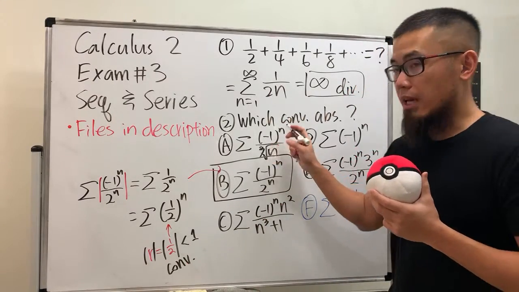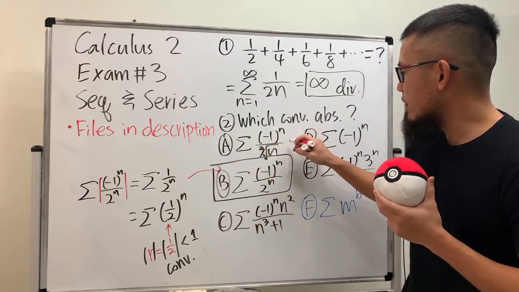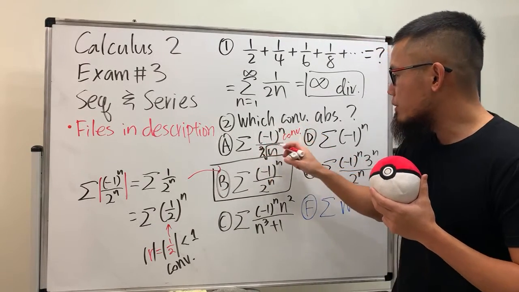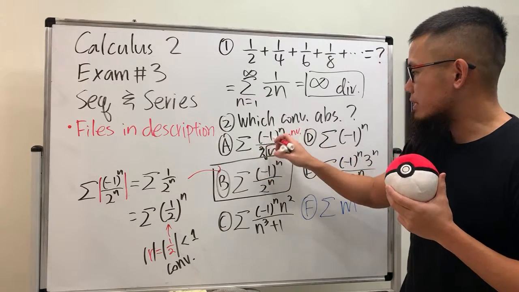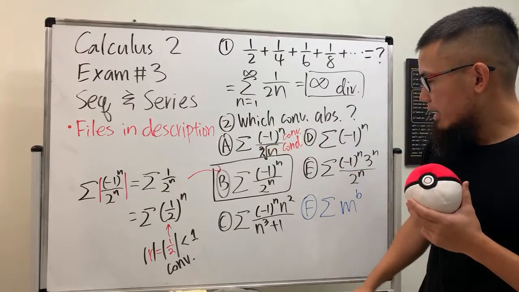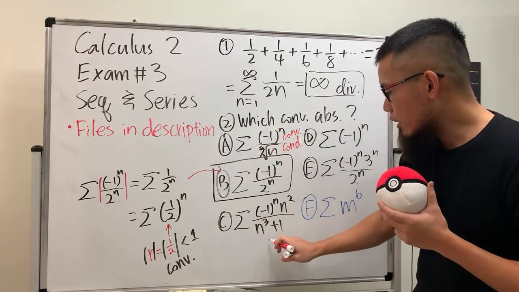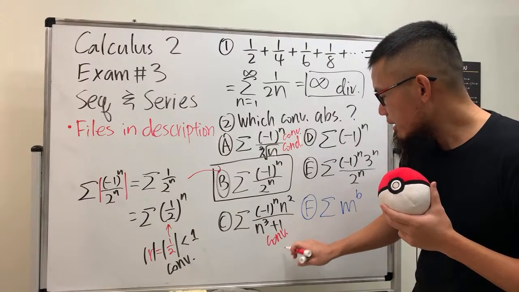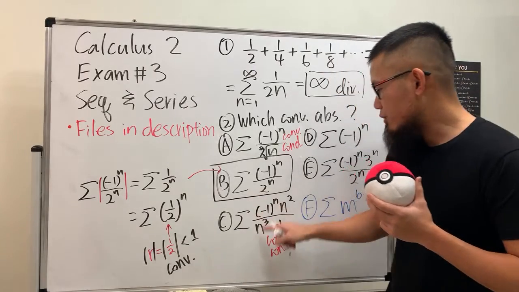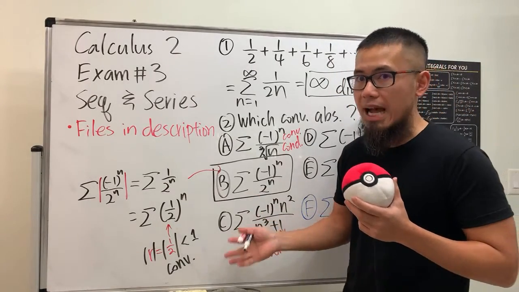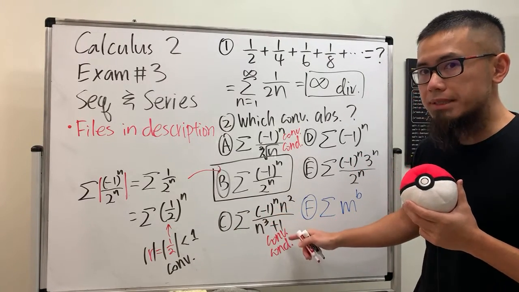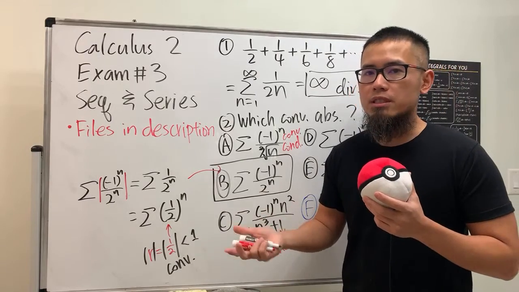This right here converges, but this one actually converges conditionally. Let me just write this down. You can use the AST, and you will see that this converges conditionally. And then choice C also converges, but again, it's only conditionally, because if you actually apply the absolute value, it does not converge anymore. When you have n squared over n to the third power plus 1, you can compare that with the series of 1 over n.